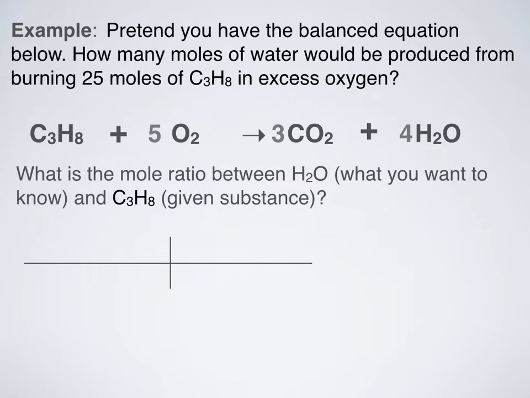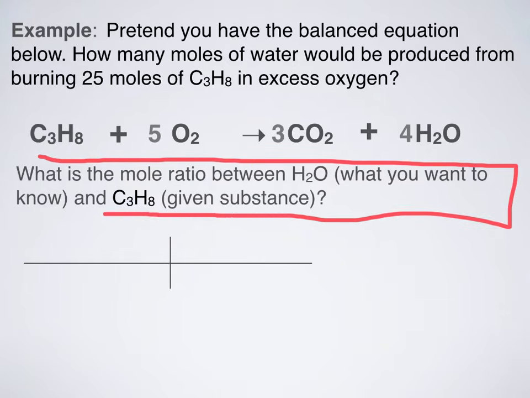Here's an actual example. Pretend you have the balanced equation below. How many moles of water would be produced by burning 25 moles of C3H8 in excess oxygen? This is the way that all of these problems kind of look. What you see here is the first question that you'll be looking at whenever we do any stoichiometry problem: what is the mole ratio between these amounts? Let's take a look at the problem, and I'm going to go through all of the steps that I go through when I'm trying to solve a problem.